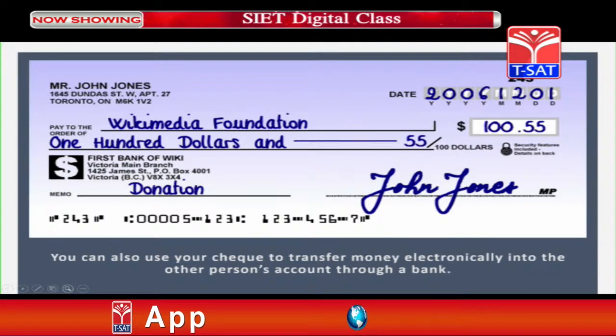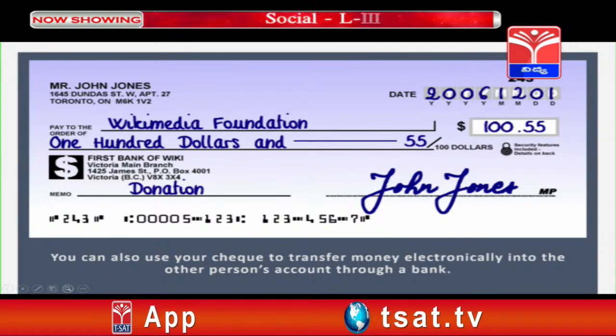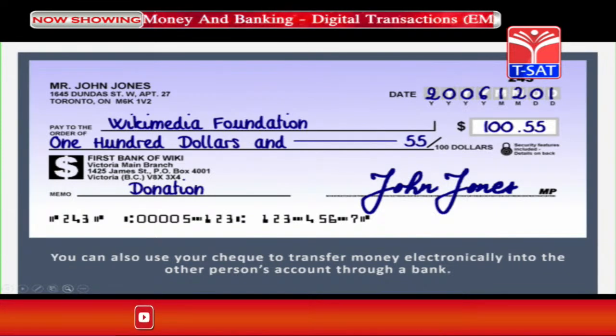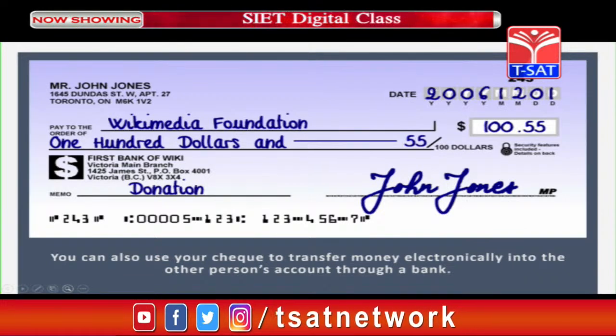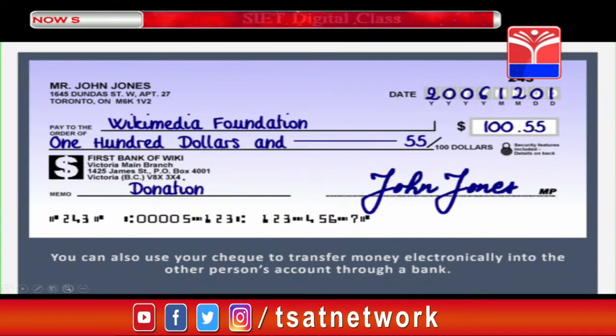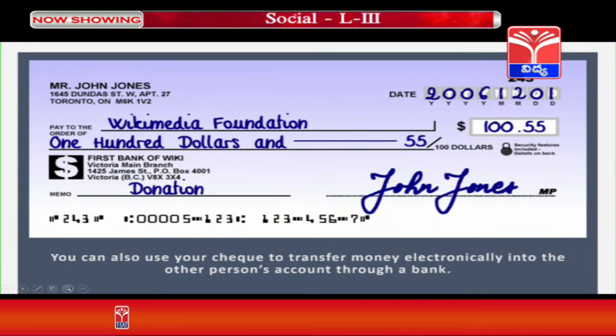Children, there is no need to go and give this check by hand. Write the name of the person to whom you want to give the money and go and drop this check in the check drop box in the bank, and the money will get deposited into that person's account. That means you don't have to give it by hand.